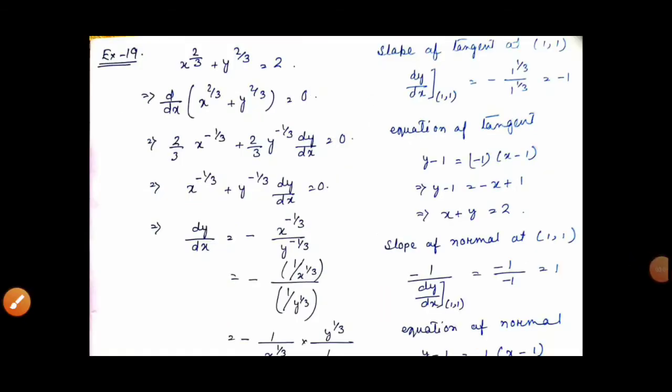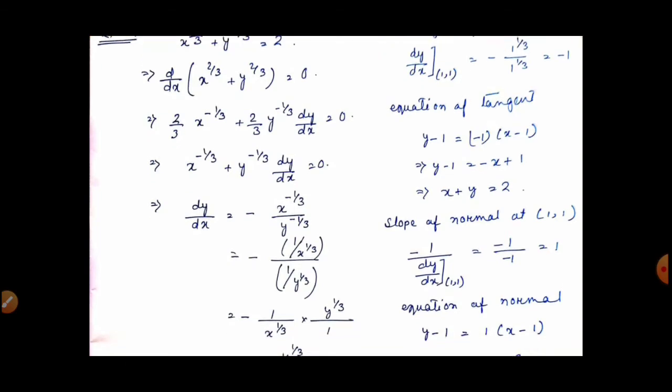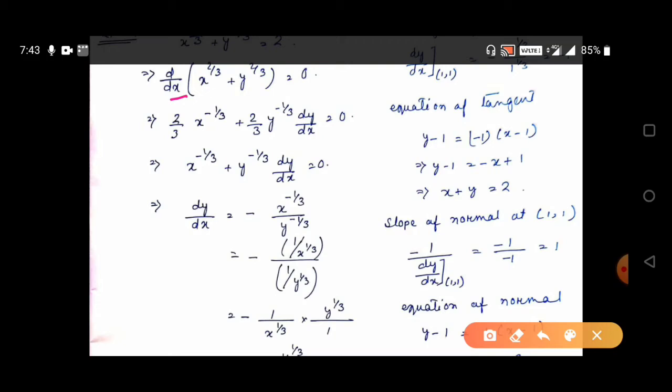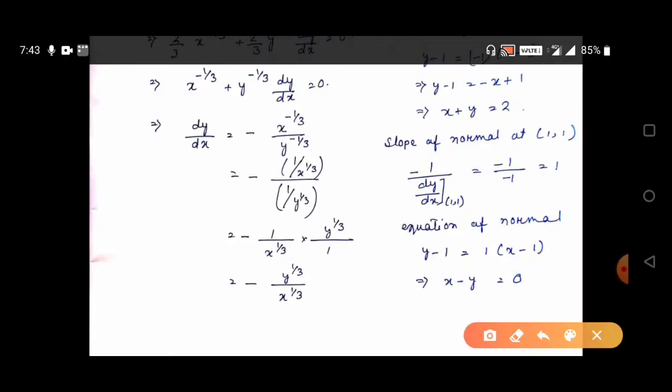Example 19. Find the equations of the tangent and normal to the curve x to the power 2 by 3 plus y to the power 2 by 3 is equal to 2 at the point (1, 1). So here we have to find the equations of tangent and normal both. So for this, first of all, we have to differentiate the given function. By differentiating the function with respect to x, we will get dy by dx is equal to minus y to the power 1 by 3 by x to the power 1 by 3.